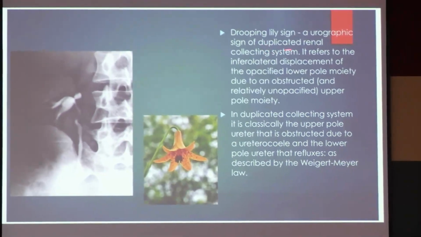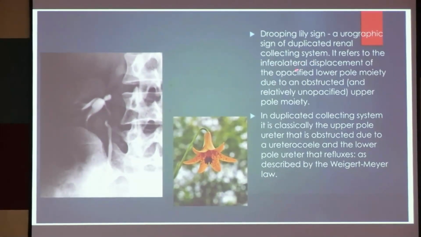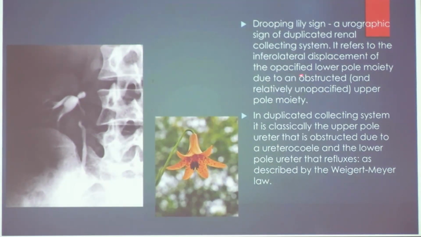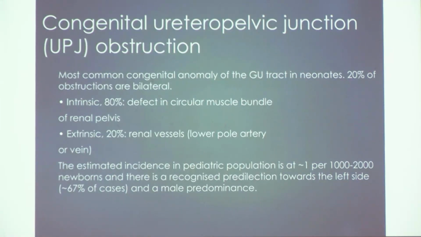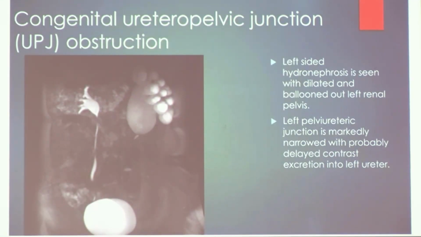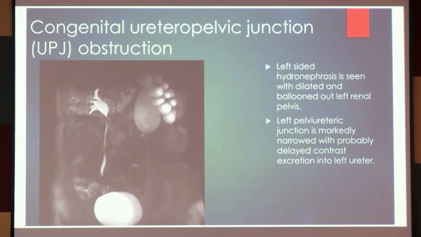So the drooping lily sign is actually seen in a duplicated renal collecting system, and it is basically because the upper moiety is obstructing the lower moiety. Then there is a very important thing called UPJO. What is a UPJO? This drooping lily sign will come again in a later slide, so I'll have a better pictorial presentation for it.